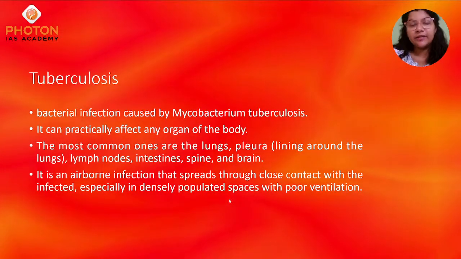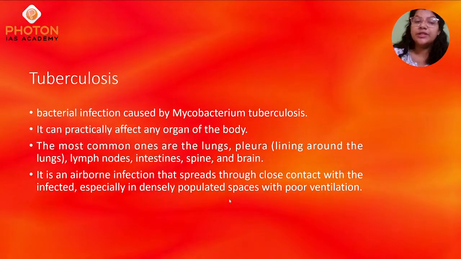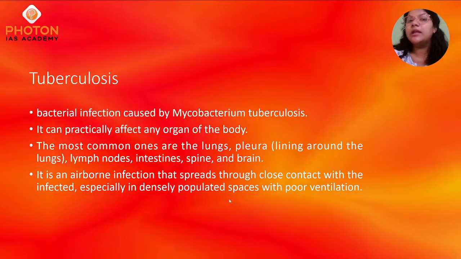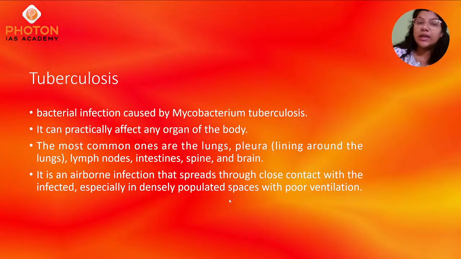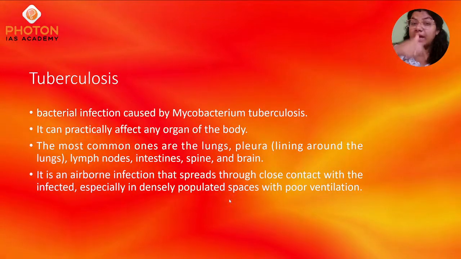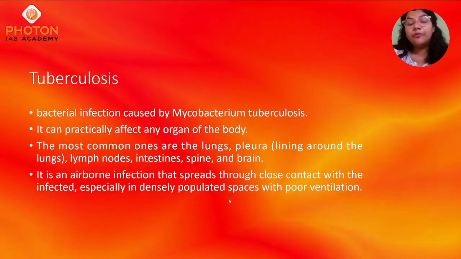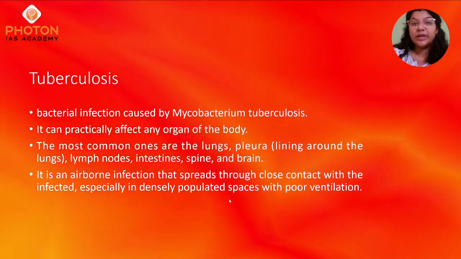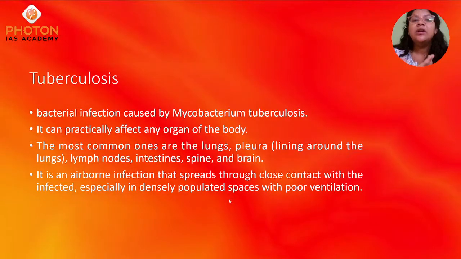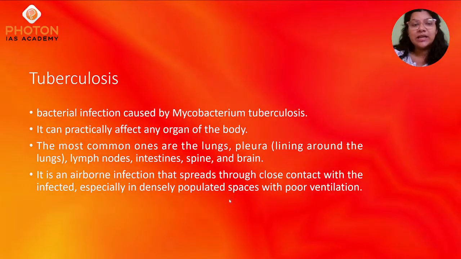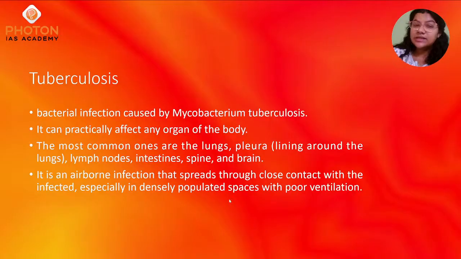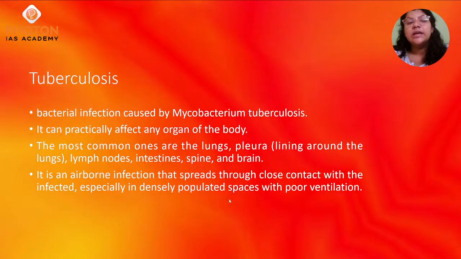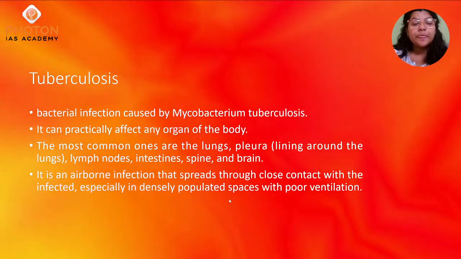Now, what exactly is tuberculosis? Tuberculosis is a bacterial infection. It is caused by Mycobacterium tuberculosis, and it can basically affect any part of the body. It can affect the lungs. It can affect the pleura, the outer lining of the lungs. It can affect the lymph nodes, which are part of the lymphatic system and act as a protection against infections or outside foreign agents. So lymph nodes, intestines, spine, brain. There's a whole spectrum of organs this particular bacteria can affect.